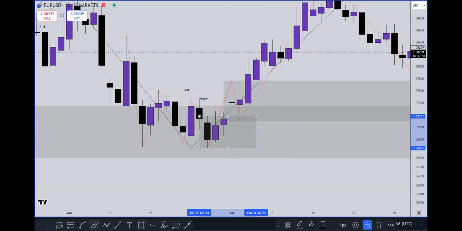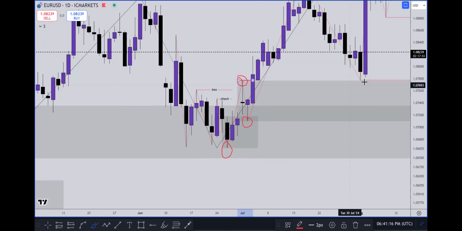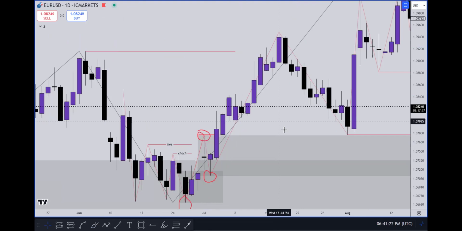All right, if we are to mark out the structural levels here, we can see that is a low. This is a high. That's a low right there. And of course, there was another break of structure to the upside here, and then the market took off. Now, the market never came back to mitigate that order block. All right. So based on that level of internal structure, this area became an order block.